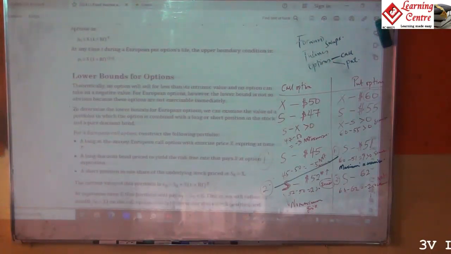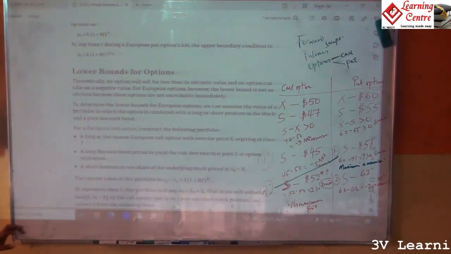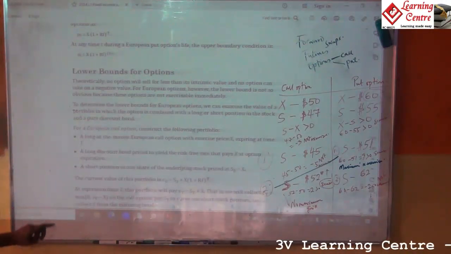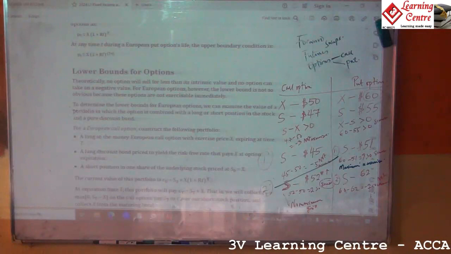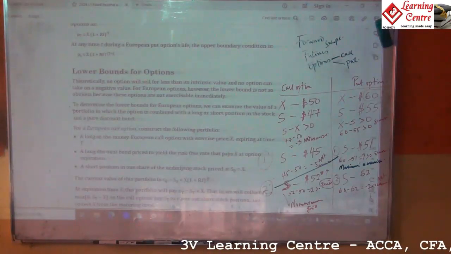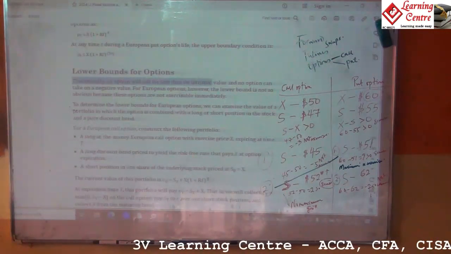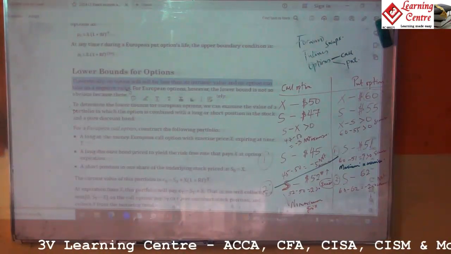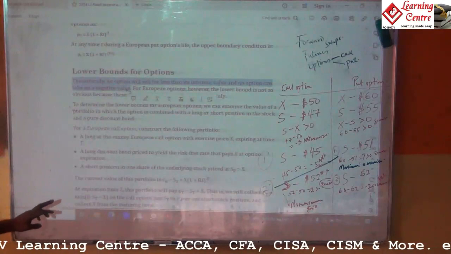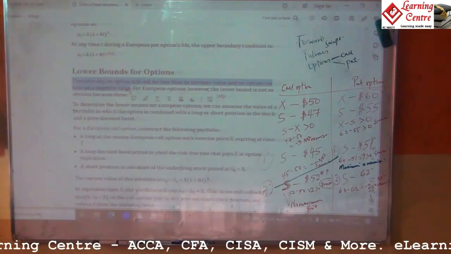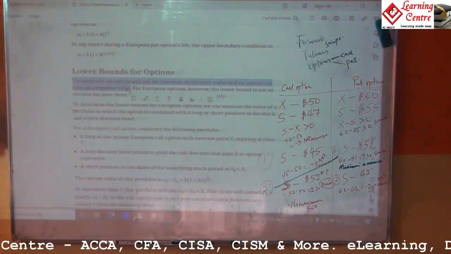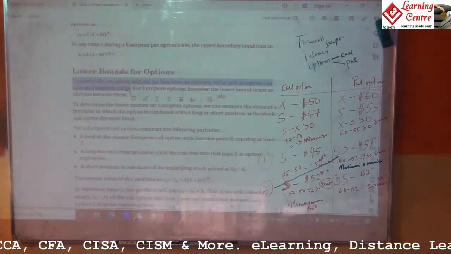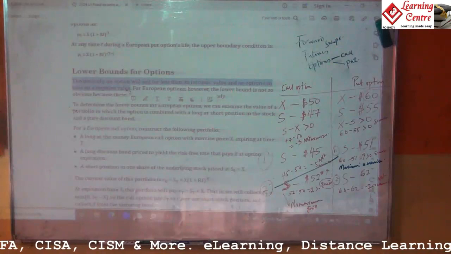Lower bounds for options, which is what we have spoken about with number 1 for call and number 2 for put option. So theoretically, no option will sell for less than its intrinsic value, and no option can take on negative value. So all this one you see, not exercise, not exercise. If the price will be going down, it doesn't matter. As far as it is negative, the option is out of the money.